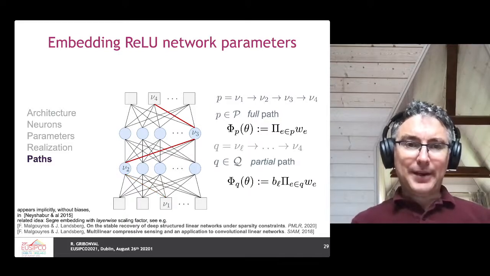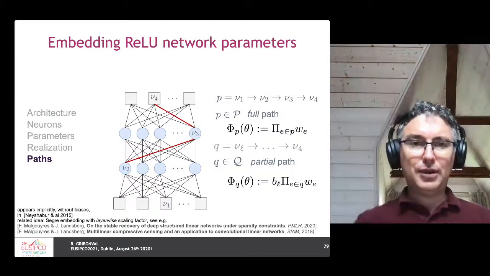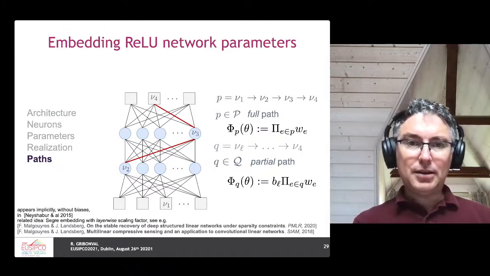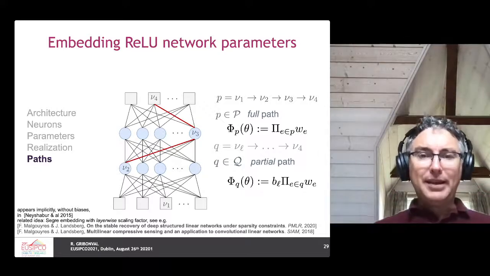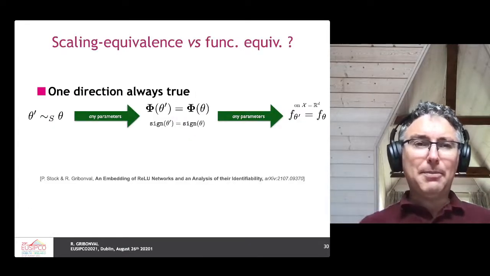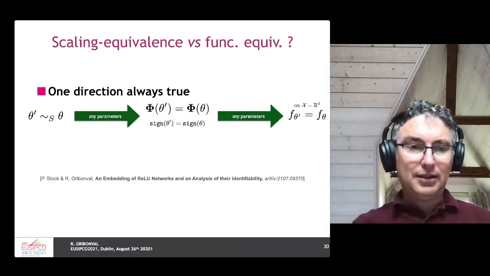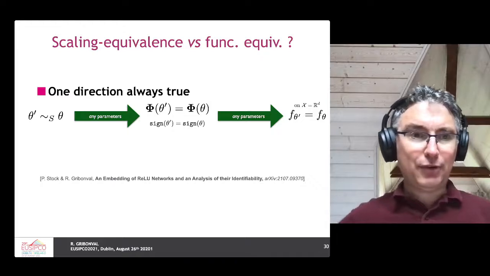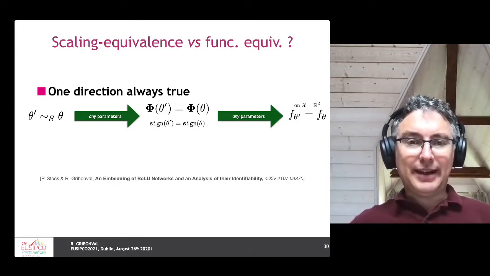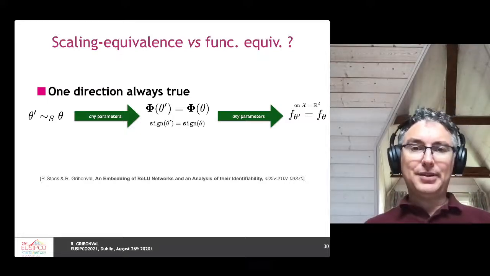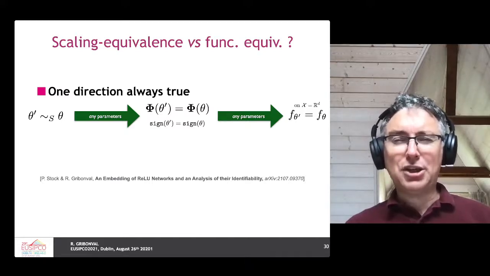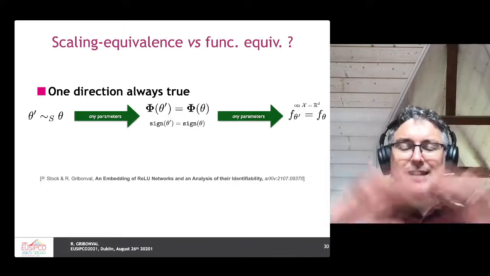The second type of path is a partial path that starts from a hidden neuron and goes to an output neuron. And here you can define a value as the product of the bias on this neuron by all the weights along these edges. When you take the collection of all these values for all full and partial paths, you get an embedding, and it's possible to show, and that's what we did with my student Pierre Stock in a recent preprint, that scaling equivalence of parameters implies that the embeddings are identical and that the signs of the parameters are identical, which in turn implies functional equivalence. So that the realizations are the same for any input vector, so this is the same on the whole space.